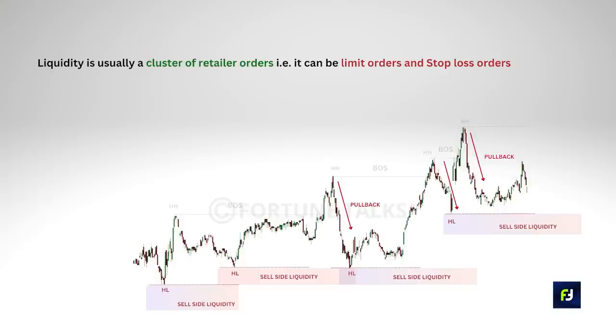That is, it can be limit orders and stop loss orders, which, when taken out or swept, causes the market to usually reverse in the direction of the existing market trend with a strong momentum. This will usually result in a fake breakout of the previous high or the previous low, which can be in the form of deep wicks taking out retailer orders.